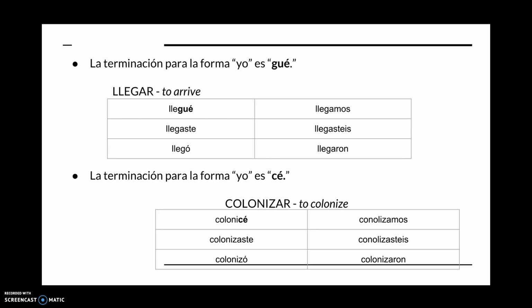Finally, the one verb zar that we have is colonizar, and you'll notice that the zar changes to ce, with an accent, in the yo form. So we have colonicé, colonizaste, colonizó, colonizamos, colonizastes, y colonizaron. Once you're set, we have a couple more verbs to get down, and then it's going to be time for you to do a little bit of practice.